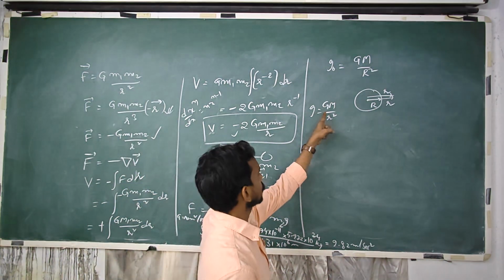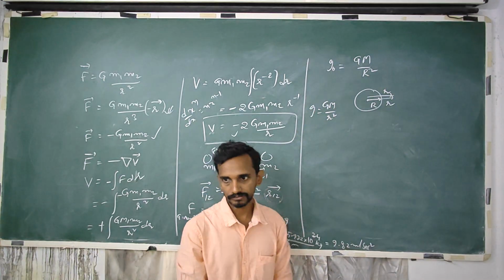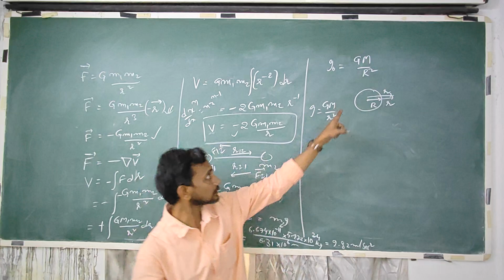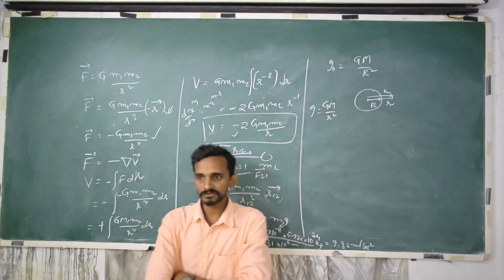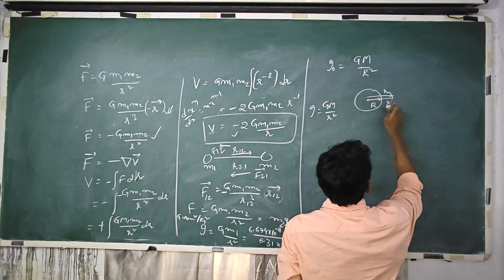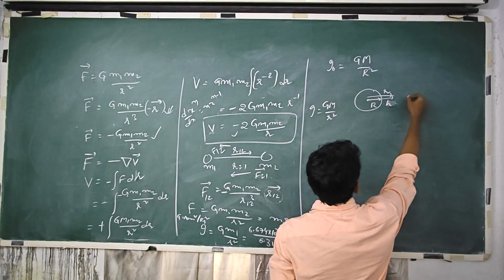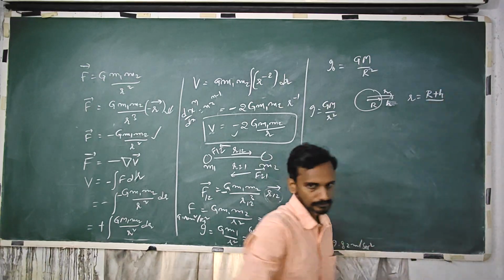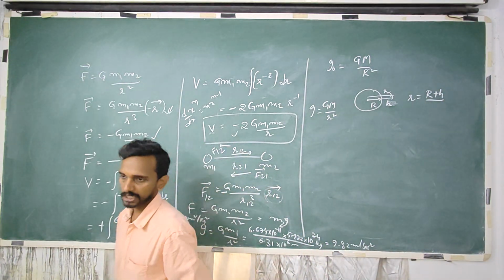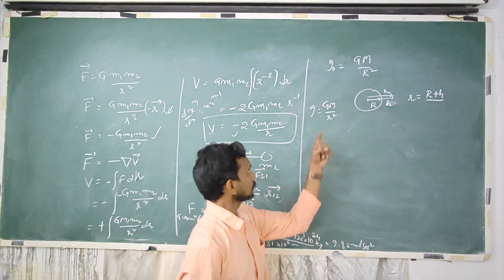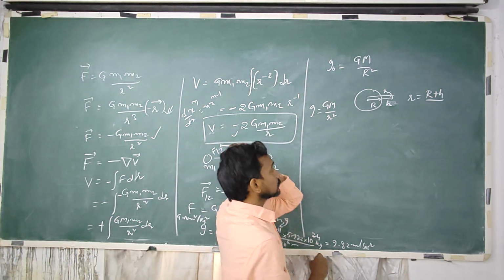So I have to connect these two. I'm considering the total distance from the center of the Earth. If you are measuring from the surface of the Earth, small r is equal to R plus h, where h is the height of the object from the surface of the Earth.